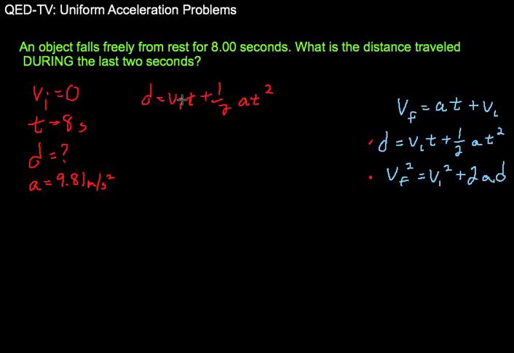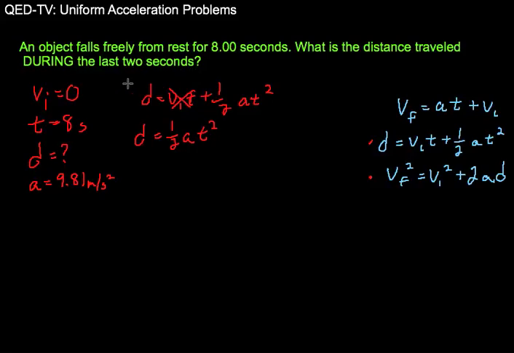And it falls freely from rest, so this first term goes away. That's always nice when vi is 0, falling from rest. Then these equations a lot of times simplify. So I'm going to have d equals 1/2 at squared.